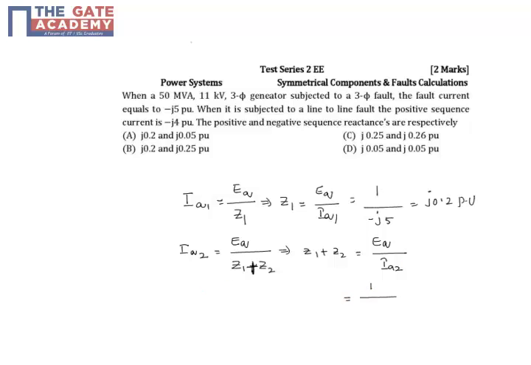So this is 1 by the fault current, which is given as minus J4 per unit, so this is J0.25 per unit. So this implies Z2 equals J0.25 minus J0.2, which is J0.05 per unit. So the positive sequence reactance is J0.2 and the negative sequence reactance is J0.05 per unit.